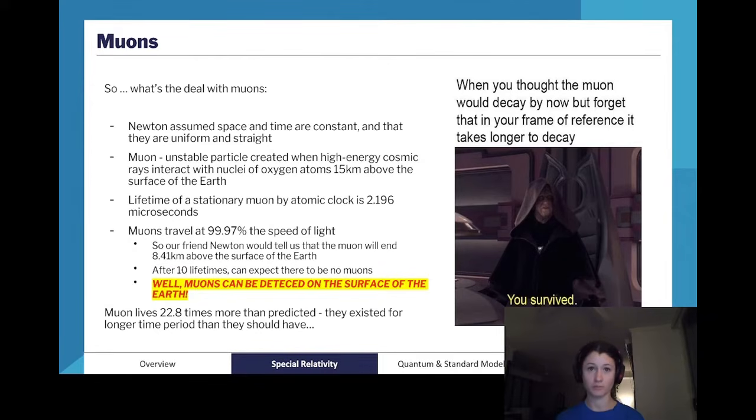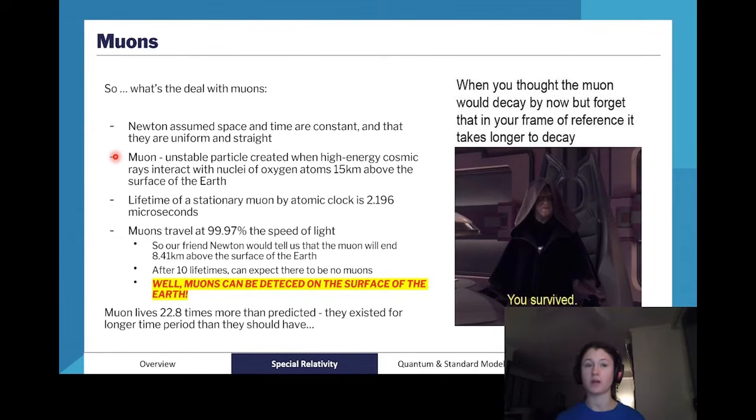Newtonian physics assumed that space and time are constant, that they're uniform and straight. This is a pretty commonsensical assumption to make, right? Space and time are constant, right? So, this is what Newtonian physics is. Space and time are constant, uniform, and straight. Let's get on to what's happening with the muons.